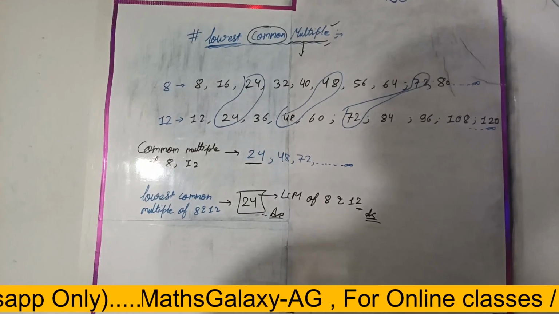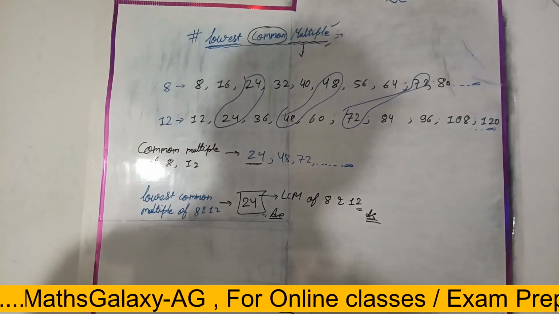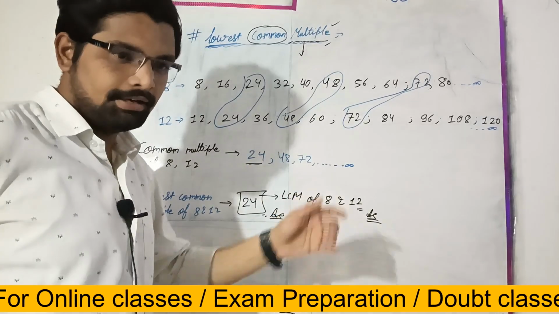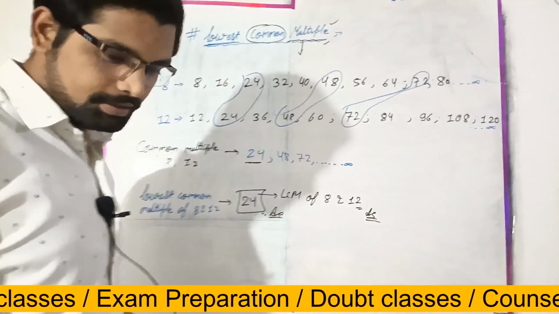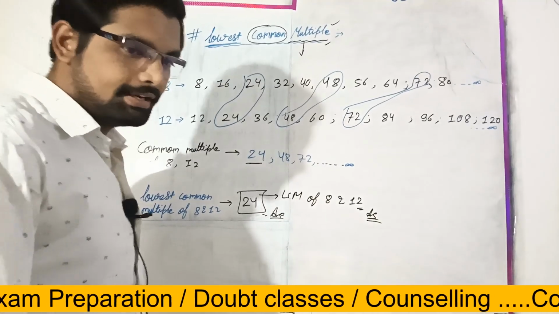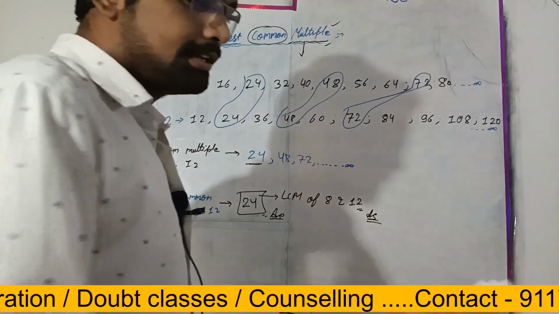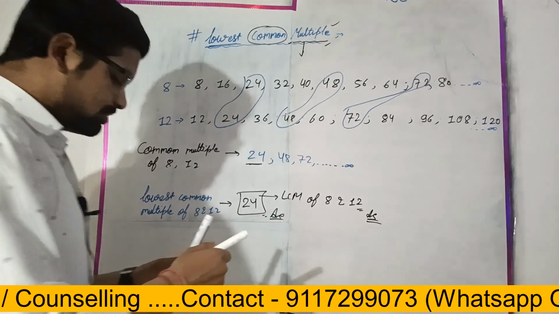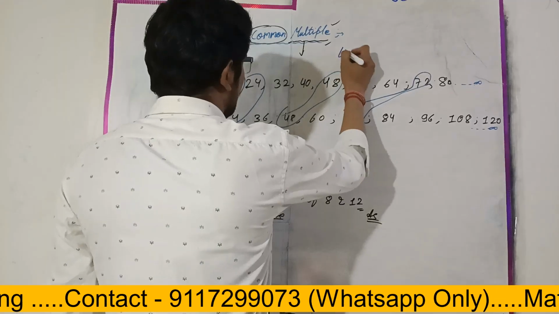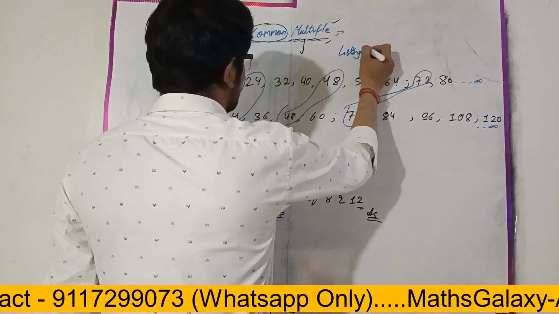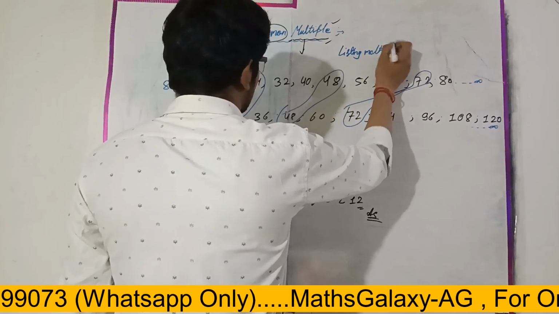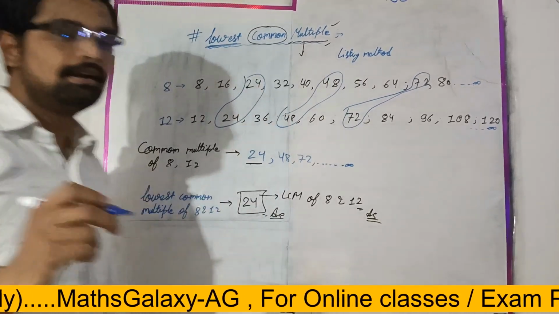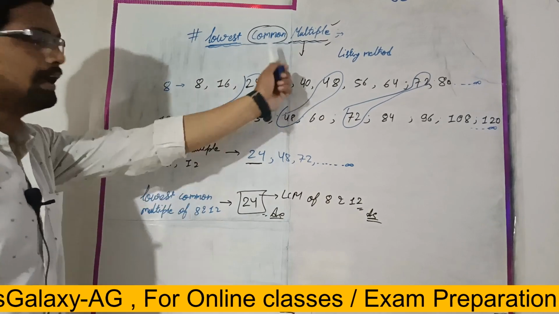Tell me, as here we find the LCM, right? This is one of the methods to find LCM. Can you name the method? Which method is this? Listing method. Very good. It's too simple. By name you can see it is listing. So here we can say that it is the listing method to find the LCM.